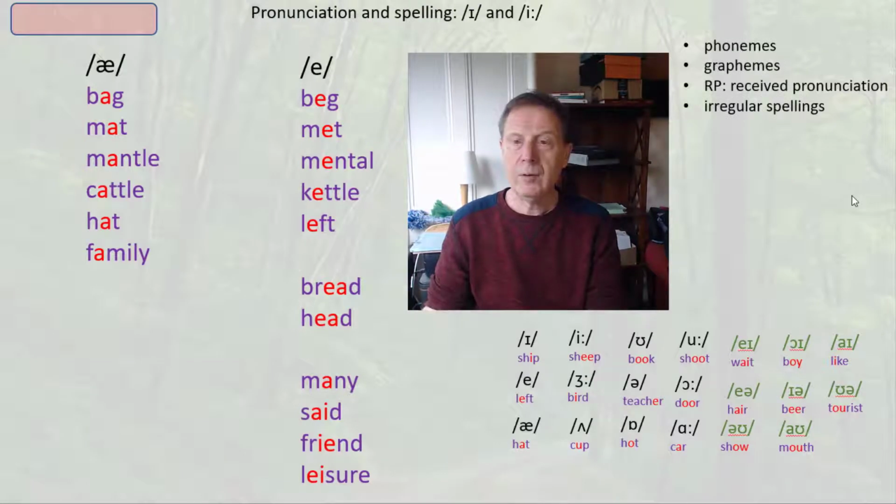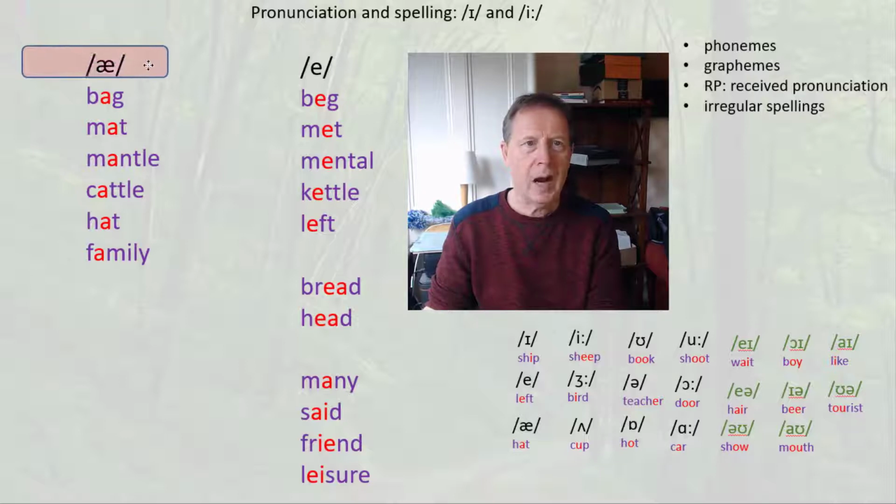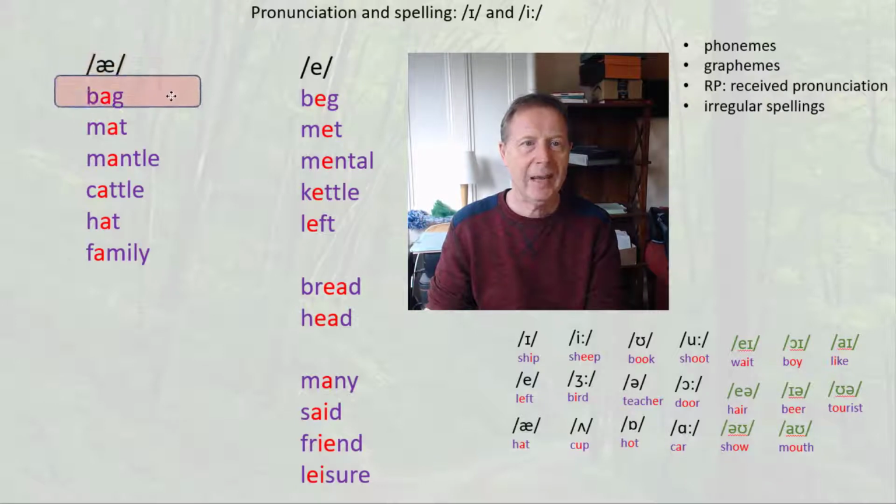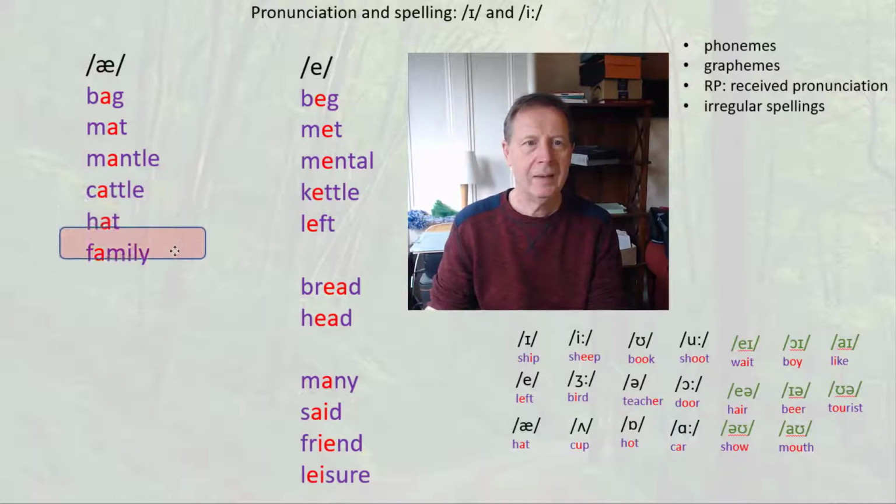So now let's look at two of these sounds, two of these phonemes, A and E. Now, A is an easy one to remember when it comes to spelling because we always use the letter A, as in bag, mat, mantle, cattle, hat, family. So all of these have the letter A representing the sound A.